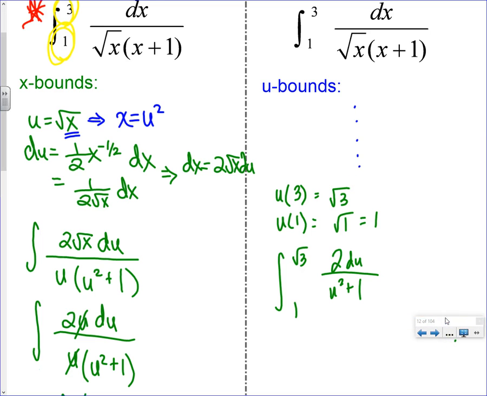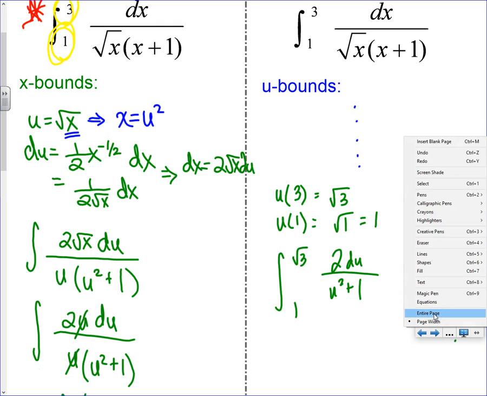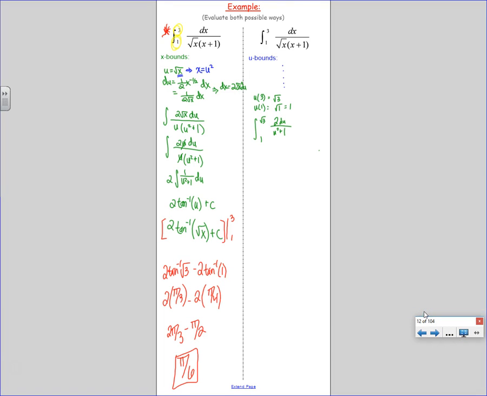At which point we would still have to anti-derive. We would still need to get 2 tangent inverse of u, but the cool thing is we'd just be able to plug in the 1 and root 3. We wouldn't have to go back to the x's, and we wouldn't have to remind ourselves there were bounds. We have them already ready. They're right there. So we plug in 2 tangent inverse of root 3 minus 2 tangent inverse of 1. And kiddos, won't that lead me to the same answer of pi over 6?